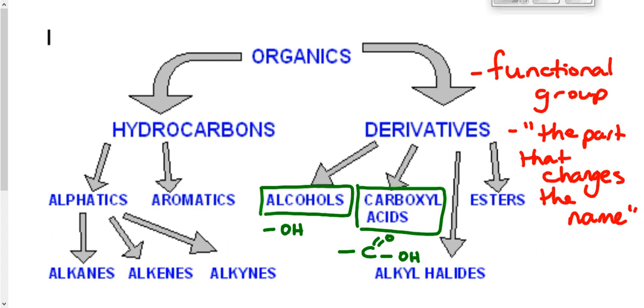Remember that your functional group is that part of the molecule that changes the parent name. Alcohols change the parent name to end in -ol. Just like the double bond in the alkene changed the parent name to end in -ene. Carboxylic acids change the parent name to end in -oic acid. Let's take a look at these groups separately and give you some examples.